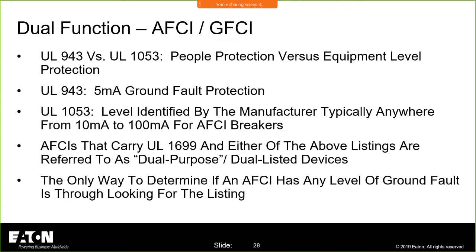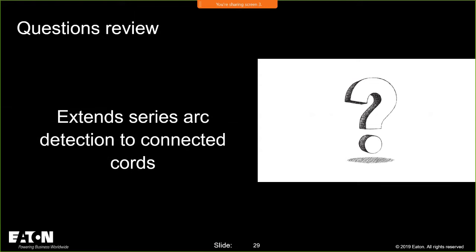I was using dual function. This slide is probably before they actually put the line in the sand and called it a dual purpose. Dual purpose device, 943 is a 943 device, not a 1053 device. Remember, if you were in the call yesterday, you understand what 943 is: people protection. 1053 is equipment protection. It's 4 to 6 milliamps, 5 milliamp ground fault protection. AFCIs that carry UL 1699, again, dual purpose. Oh, there we go. I got the right word there, dual purpose. All right, so it extends the series arc detection to the connected cords. All righty, I'm glad we got through that one.